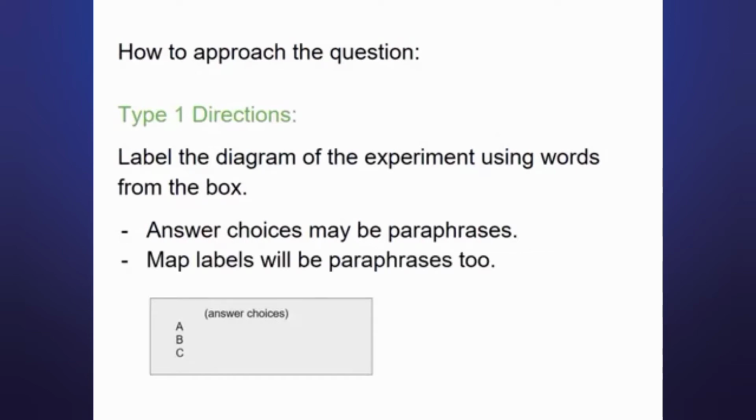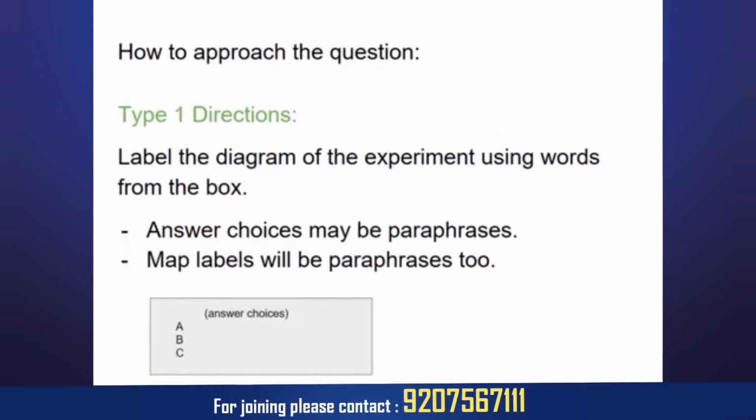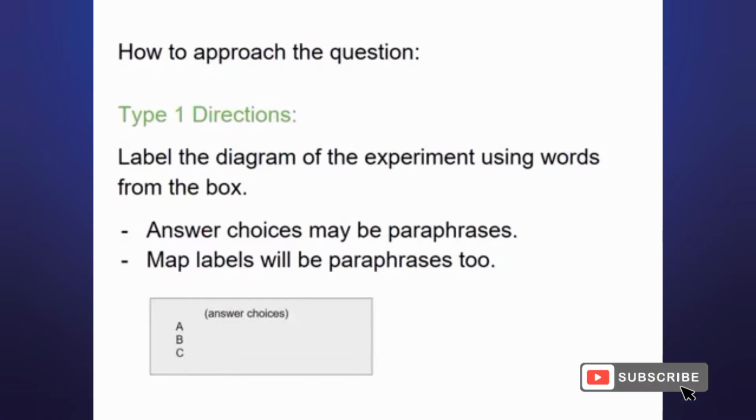Also, it could be that the map labels, the information or the language given to you on the map will also be paraphrases, okay? So this actually, with the box type, even though they give you the answers to choose from, and you can make some good guesses possibly, this can be a very difficult type of diagram completion question because so much of the language is likely to be paraphrased, okay?